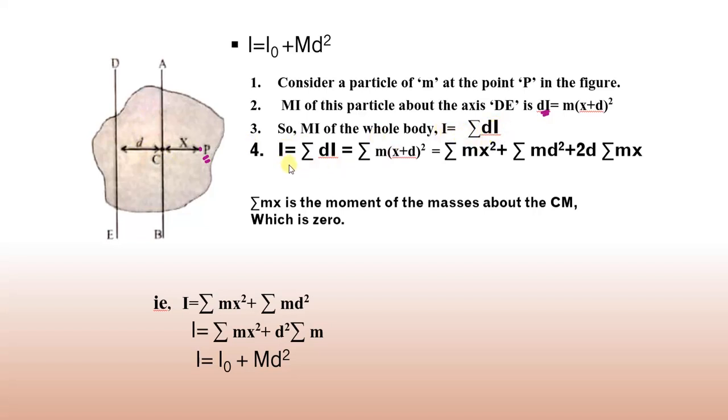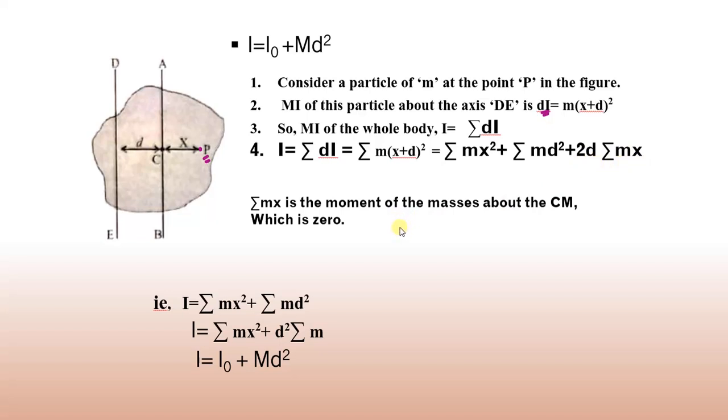So I is equal to sigma dI, which is equal to sigma m into (x plus d) all squared. On expanding (x plus d) all squared, we get x squared plus d squared plus 2xd. So the first term will be sigma m x squared, plus sigma m d squared, plus the third term, 2 m x d. We can take the 2d outside, so it is 2d into sigma m x.